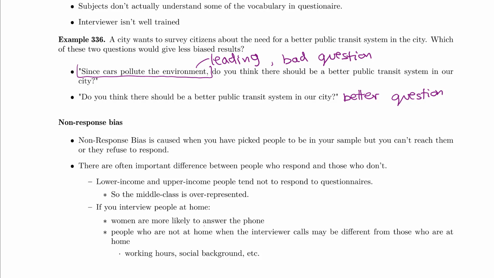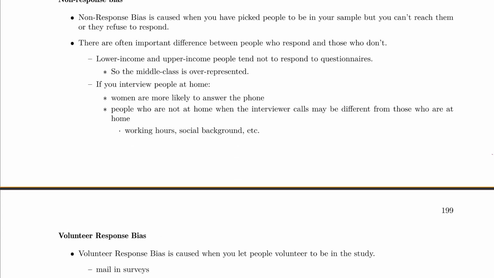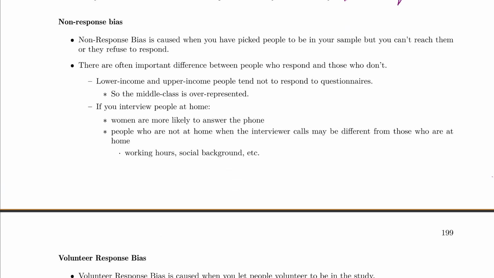Also, people who are not at home when the interviewer calls might be different from those who are at home. So like if people are working, they're not at home during the day. Okay, maybe based on their age, like retired people are home in the day. Okay, things like that. So again, non-response bias is you've already picked them, but you can't reach them or they refuse to respond.